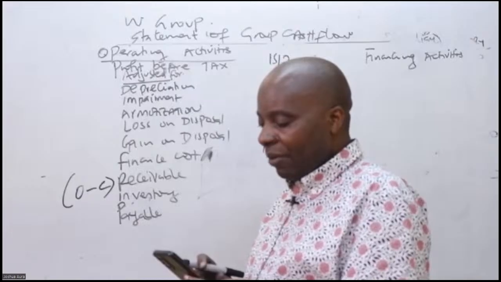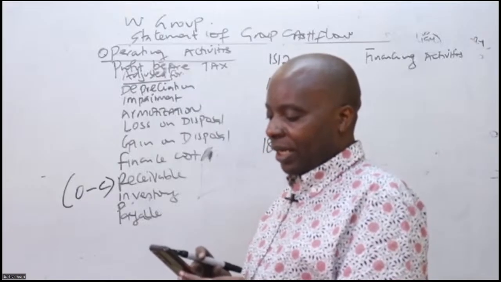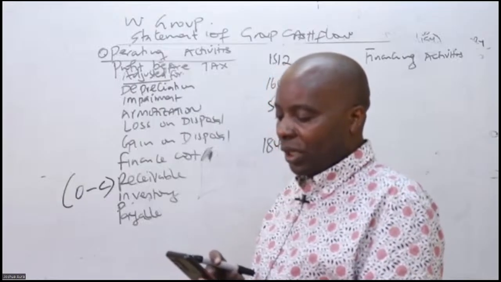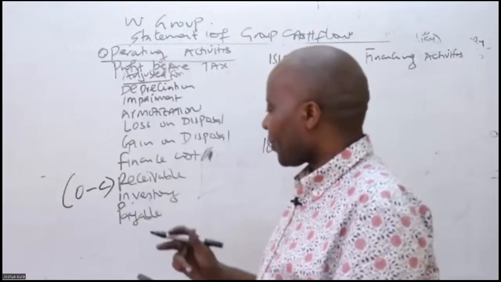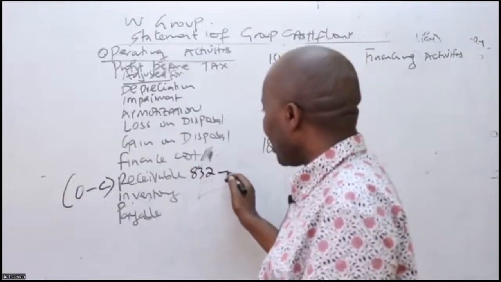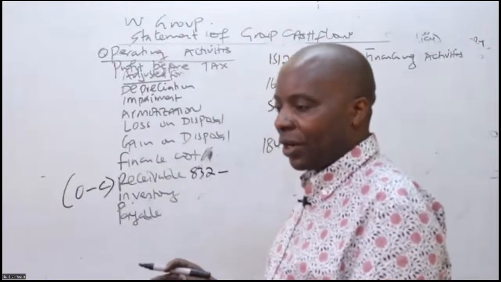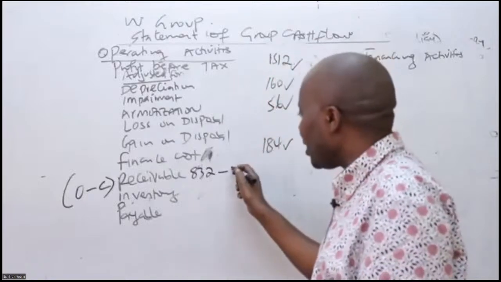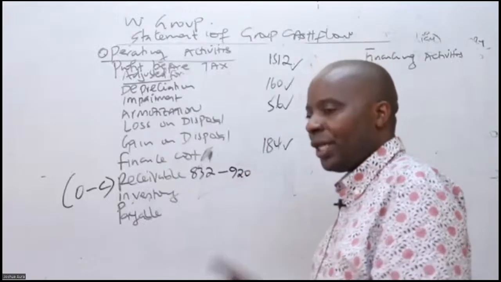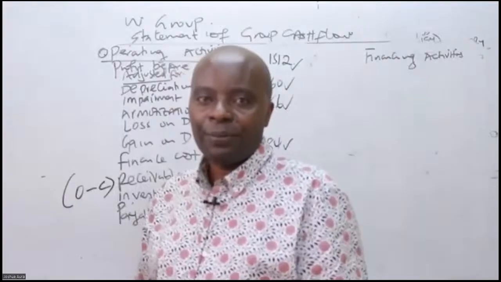Go to current assets, receivable. I can see 832. So for receivable we have 832 opening, and then closing is the 2022 receivable. I can see 920. And this is the concept that I wanted to sell to you here today. If you get this concept, then automatically you are a very good student.